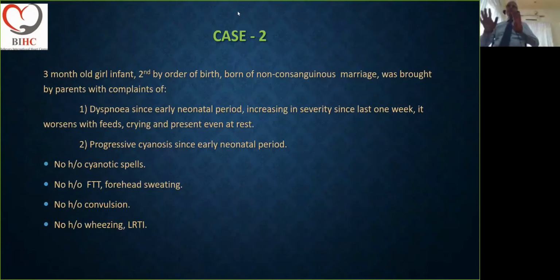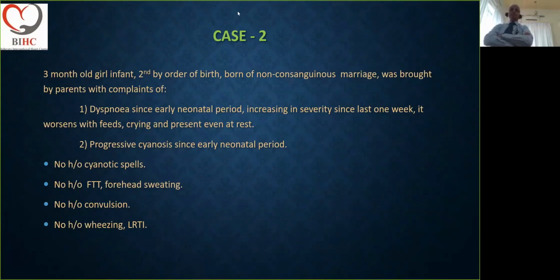There's a message here. Think of this baby. This is a 3-month-old girl, second by order of birth, born of non-consanguineous marriage. She's brought to you with complaints of dyspnea since early neonatal period, increasing in severity since the last 1 week. It worsens with feeds and it worsens with crying, and it is present even at rest. And she has progressive cyanosis since early neonatal period.